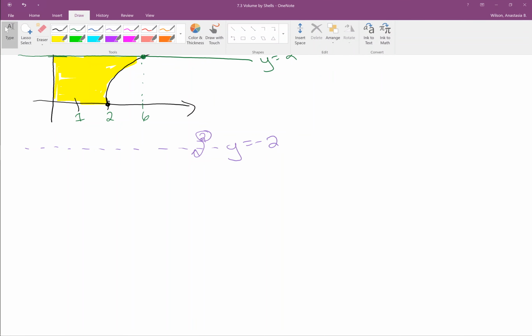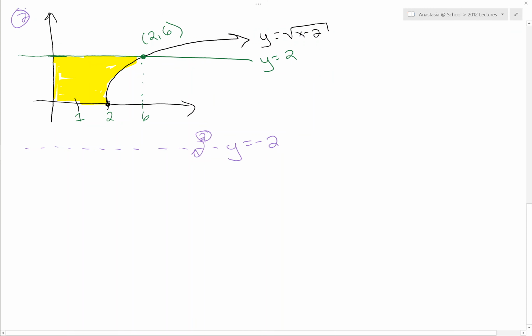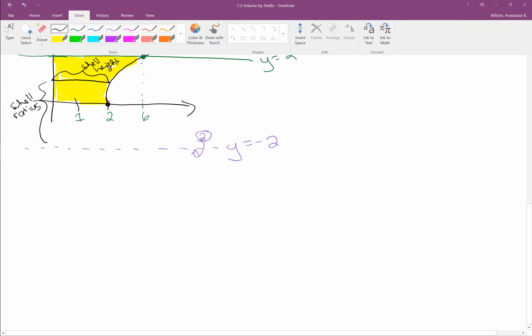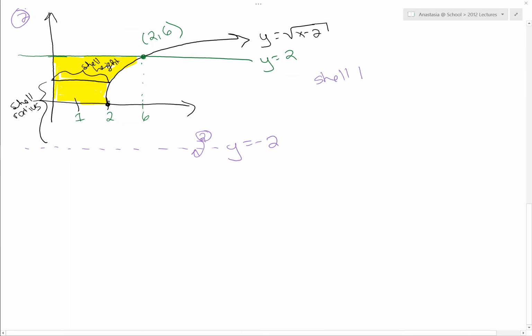So for the shell method, we draw a line segment parallel to our axis of revolution. So this means we're going to have that little line segment. Then this distance is the shell height. And the shell radius is the distance from that line to our axis of revolution. So for part 2 here, our shell height, notice this is the same sort of line segment that we had in part 1, which means the shell height is going to be exactly the same.